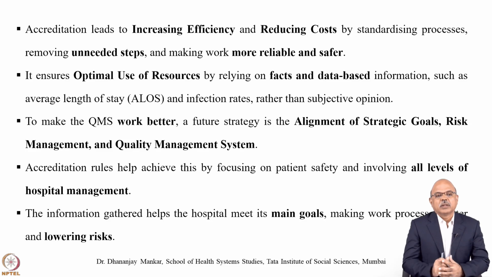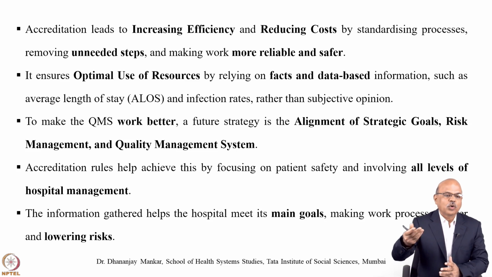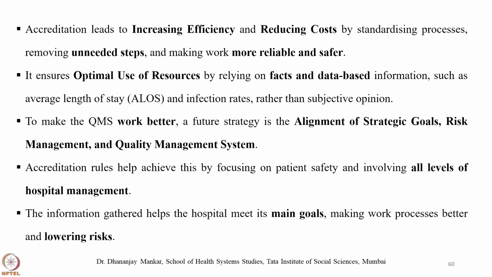How does it really make the quality management system work better? By having a future strategy for that, rather than only relying on the current part, you also have a plan for the next angle. The alignment of strategic goals, risk management and quality management system. Accreditation rules help achieve this. It helps focus on patient safety, involving all levels of the management people and not only the quality management team. The information gathered helps the hospital meet the main goals that the hospital has set, that a quality management system is their priority.